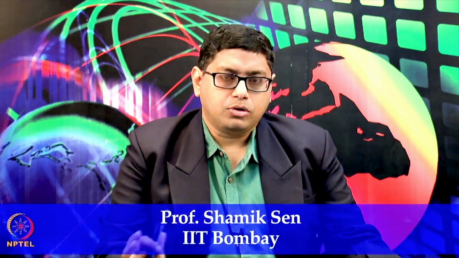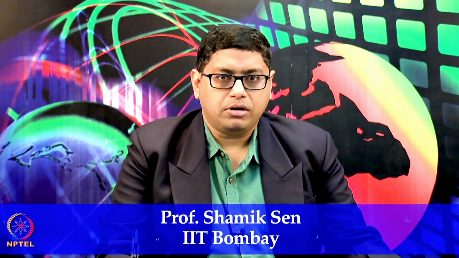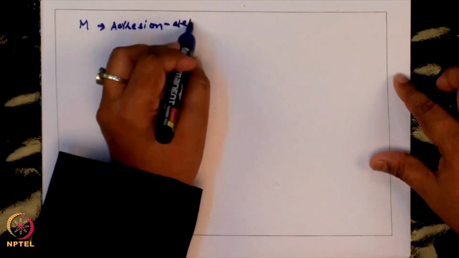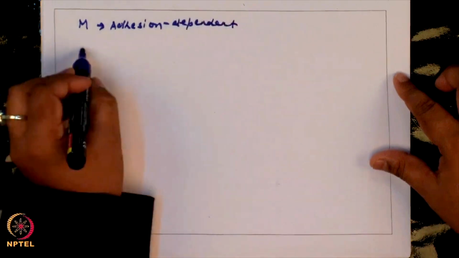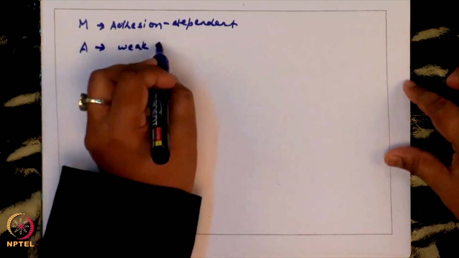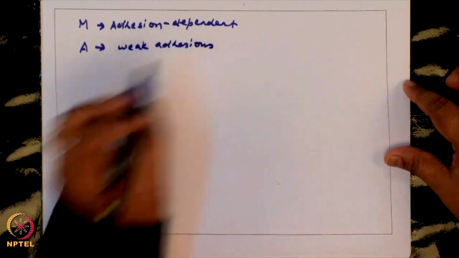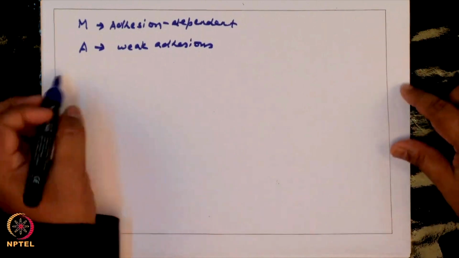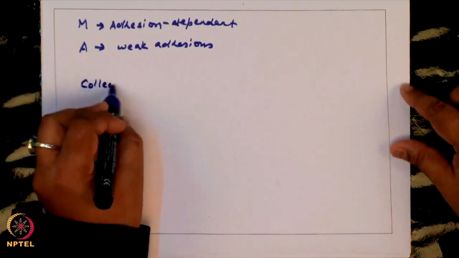Hello and welcome to today's lecture of Introduction to Mechanobiology. In the last two lectures I had spoken about two different modes of migration and introduced amoeboidal migration. So you have mesenchymal migration, or adhesion dependent, and amoeboidal migration, which requires weak adhesions or no adhesions. Towards the end of the last lecture I had introduced another mode of migration, which is collective cell migration.